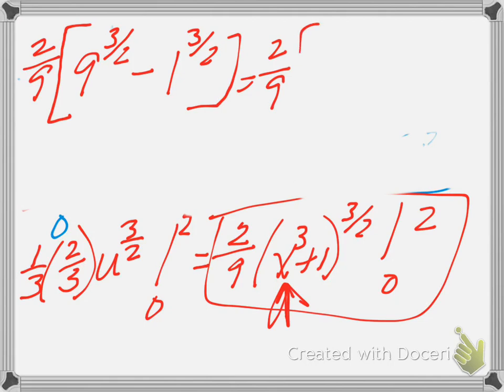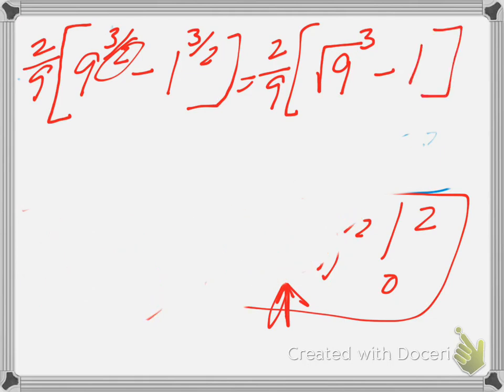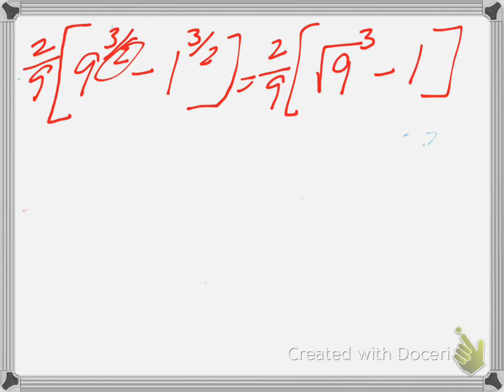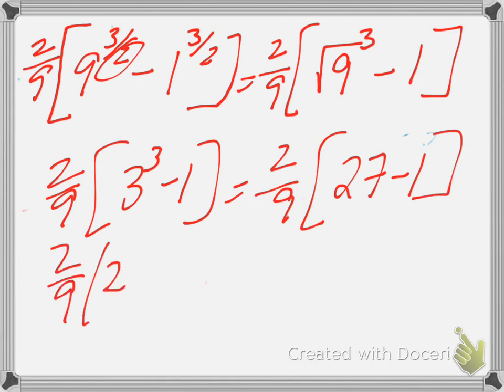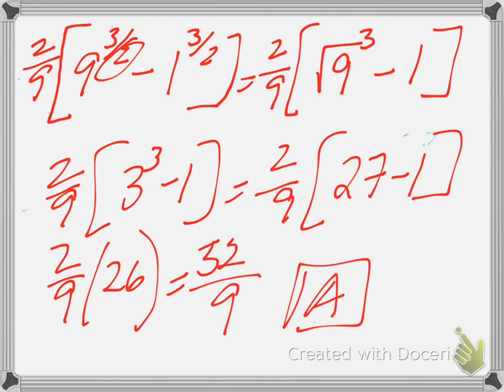Okay, so here's our 2/9. So what does it mean to be to the 3/2? It means the square root of 9, because this 2 is the index, but it's to the third power. And 1 to the anything is always 1. Okay, so we're going to have 2/9. The square root of 9 is 3, so we're going to have 3 to the third power minus 1. I mean, a lot of this you could do in your head. We're doing all the steps. 3 to the third power is 27 minus 1. This gives us 26, which gives us 52 over 9, and that was choice A.